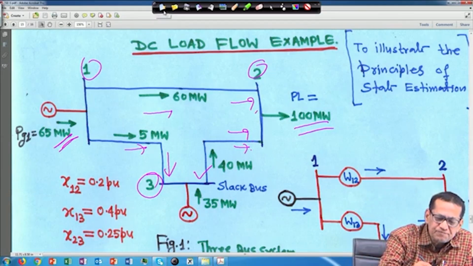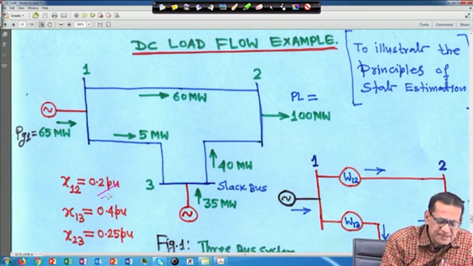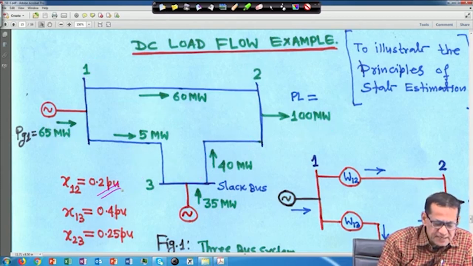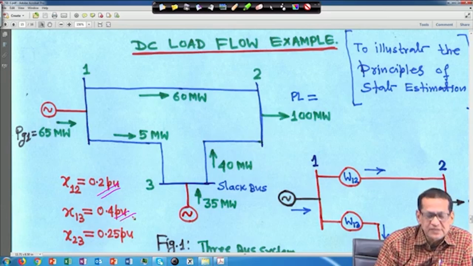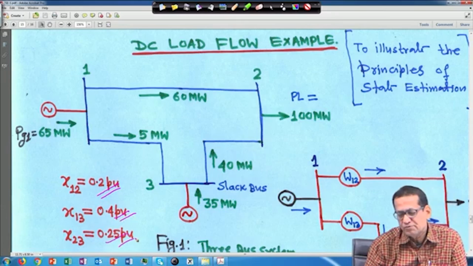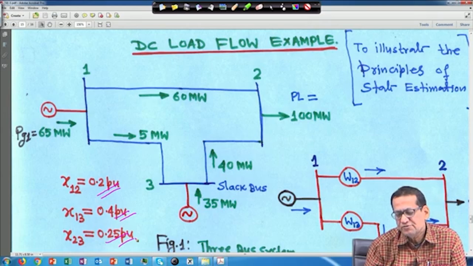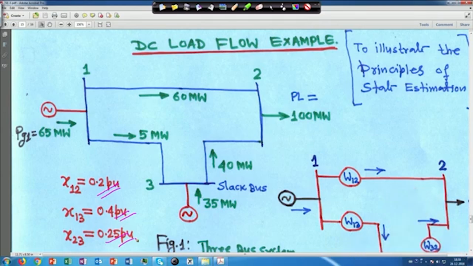Now the reactances are given: x12 is 0.2 per unit, x13 is 0.4 per unit, and x23 is 0.2 per unit. This will illustrate the principles of state estimation.